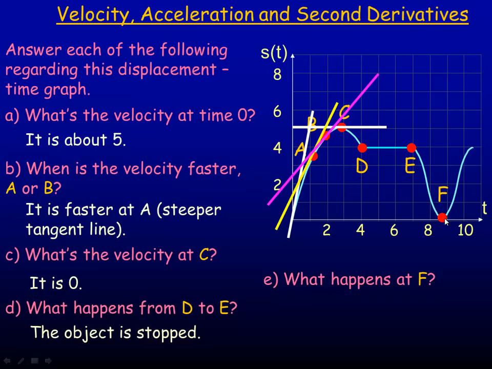What happens at F? At F, notice we have a minimum point, so it's the same idea as at C. If we were to draw in the tangent line at F, it would also be a horizontal tangent line, which has a slope of 0. So the velocity would be 0 at F.